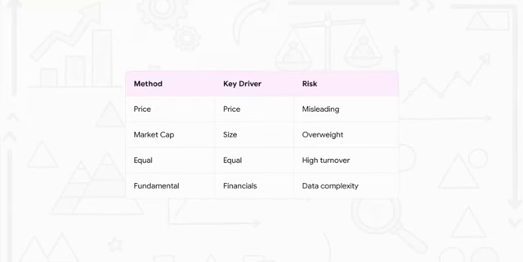You really want to lock this summary matrix into your memory. It brilliantly illustrates exactly how each method is driven and the specific vulnerabilities they are going to test you on. Price weighting risks misleading weights based on arbitrary stock values. Market cap naturally overweights mega firms. Equal weighting eats up your capital with high turnover costs. And fundamental weighting introduces immense data complexity.